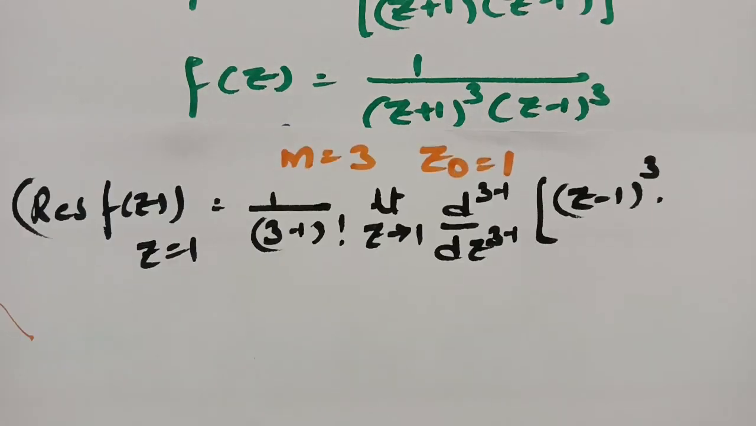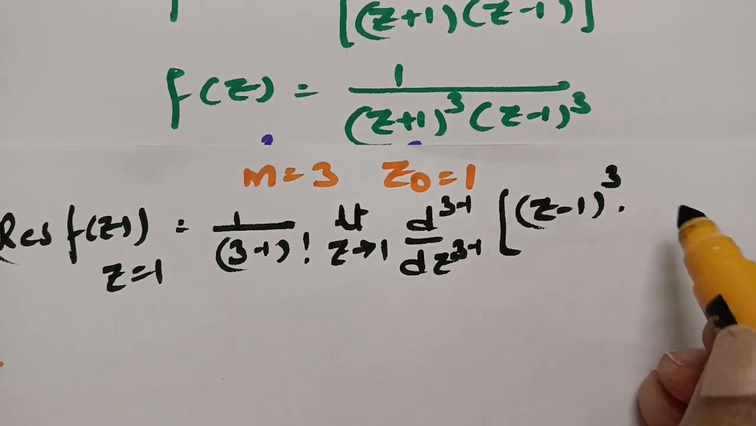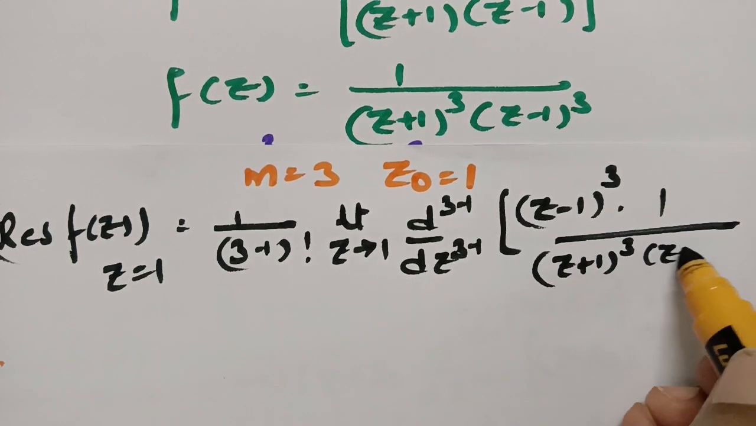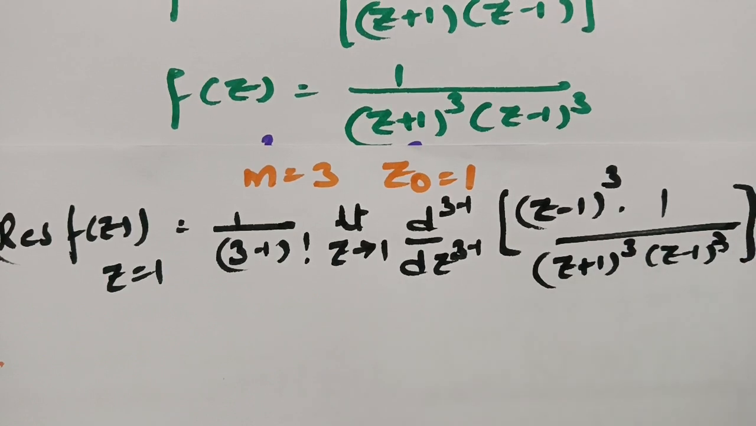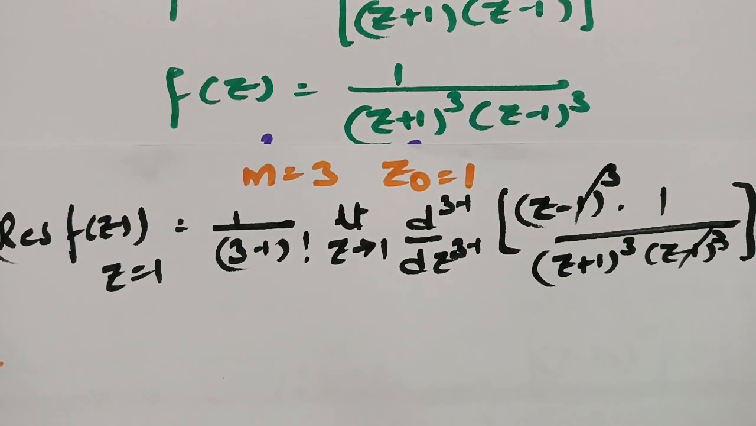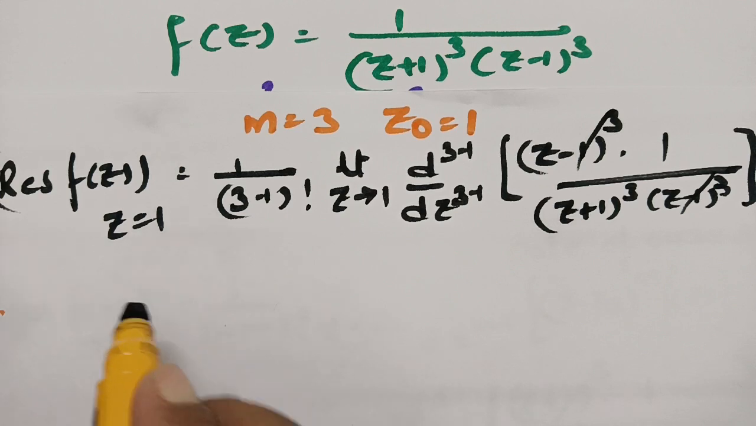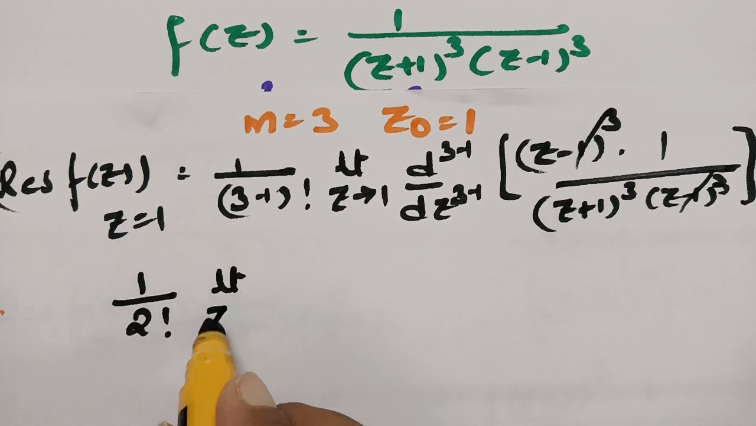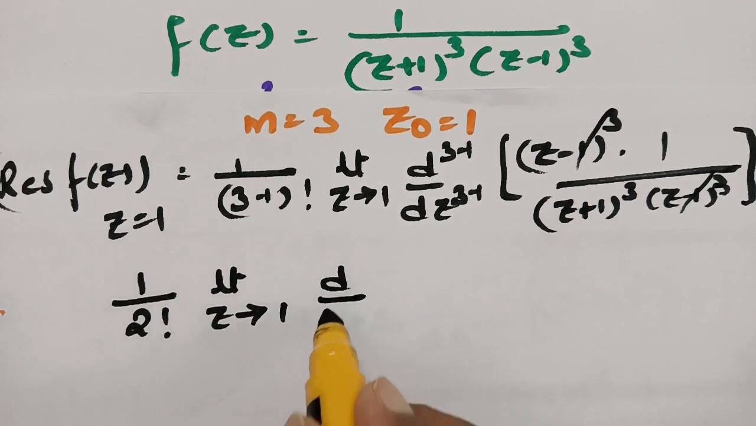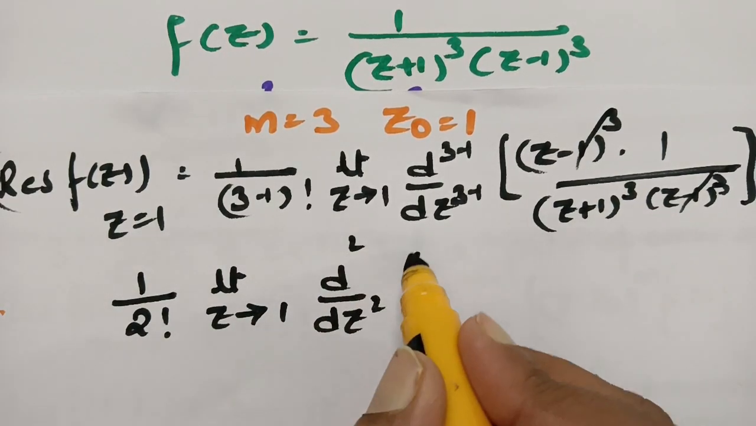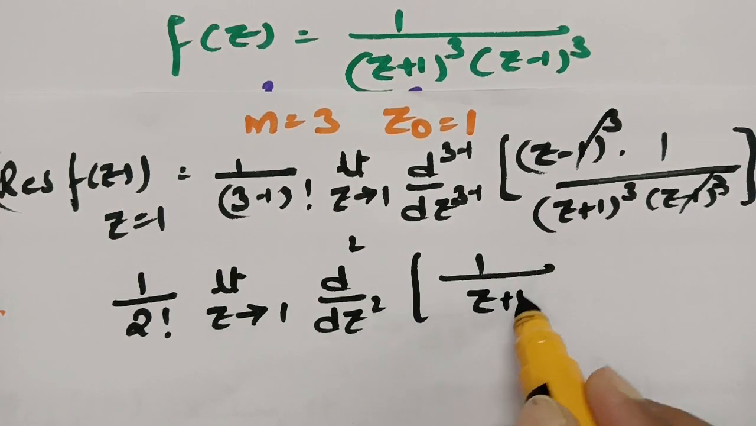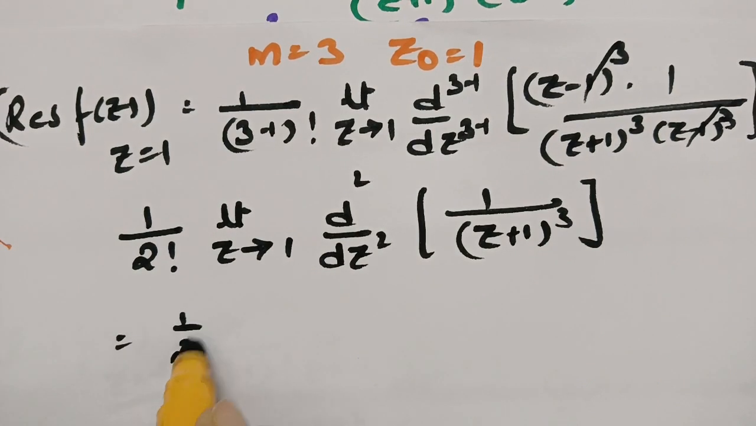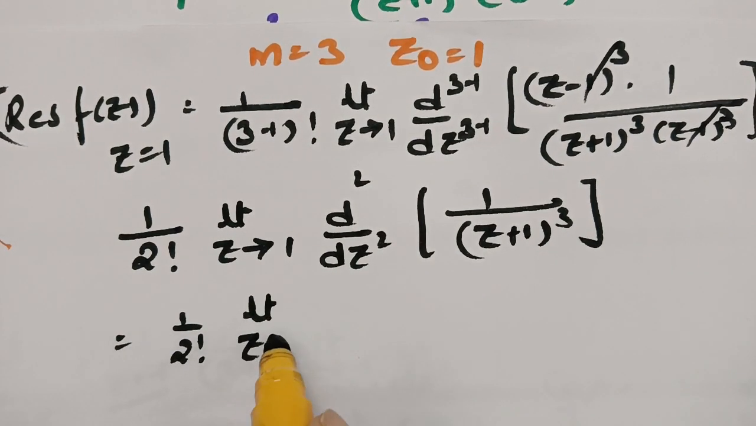So as you know, the f of z value is this one, that is 1 by z plus 1 whole cube into z minus 1 whole cube. Now I can cancel these two, and I have to take the derivative 2 times, and again I have to substitute the z value as 1. So this is 1 by 2 factorial into limit z tends to 1 into d square by dz square of this one, which is 1 by z plus 1 whole cube.